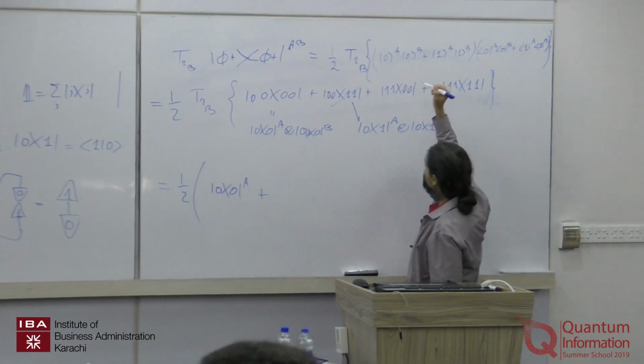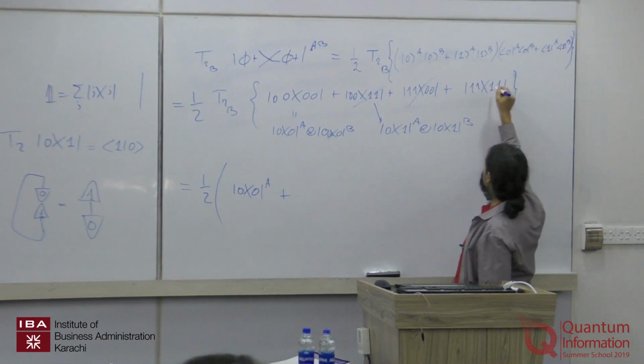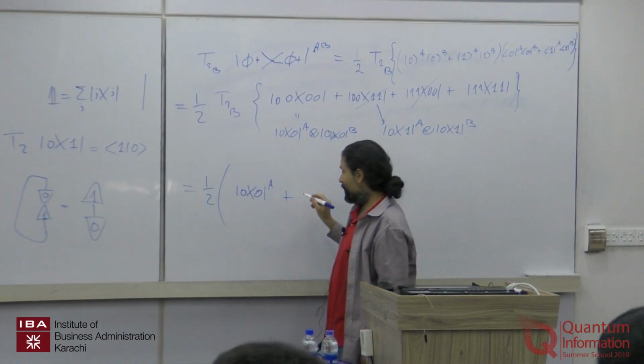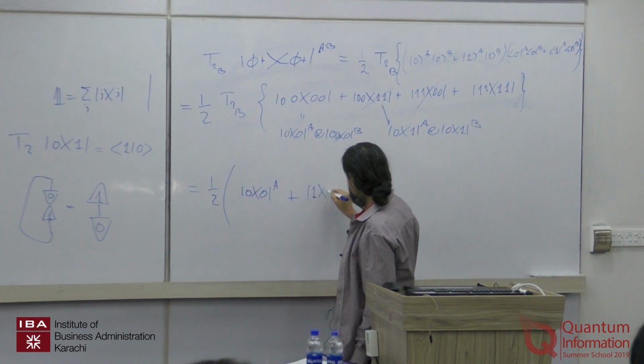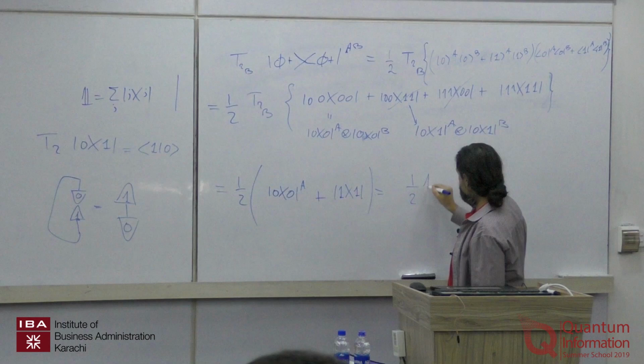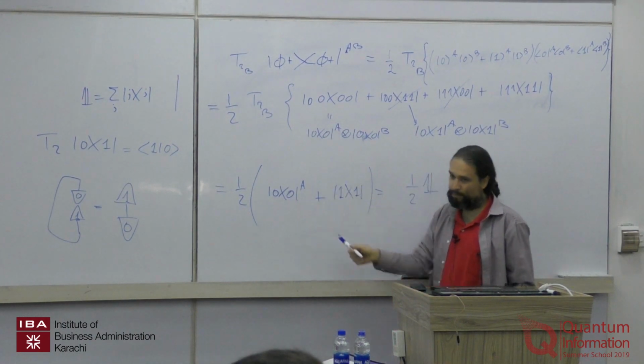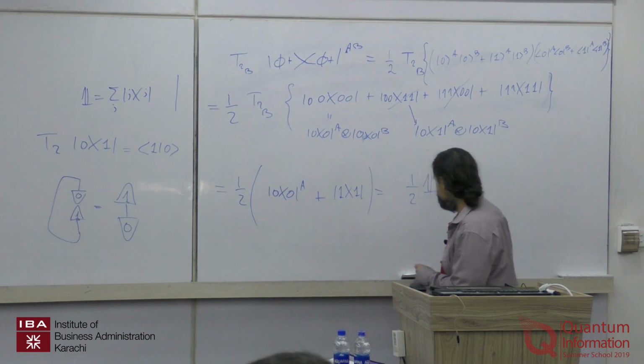This term gives us 0. And this term gives us 1, 1. Okay, so this is 1/2 identity matrix. Right, because 0, 0 plus 1, 1, this is a complete basis. This is an identity matrix.